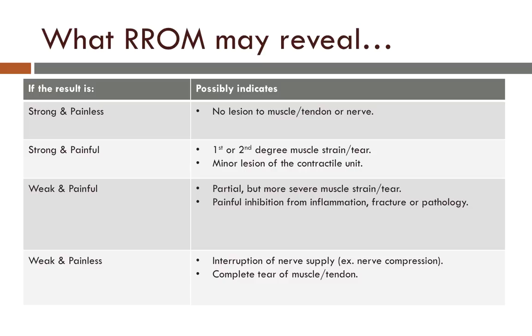If you've determined that your movement is weak and painful, there is a partial but more severe muscle strain or tear. This is a result of inhibition from inflammation, fracture, or pathology. If the movement is weak and painless, there is possibly an interruption of nerve supply or a complete tear of muscle or tendon.